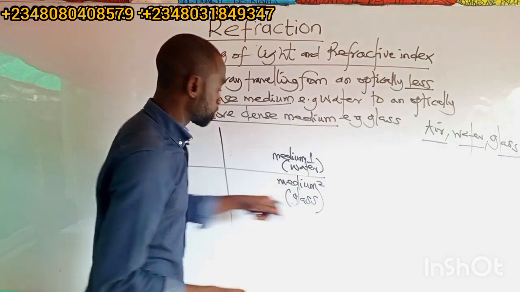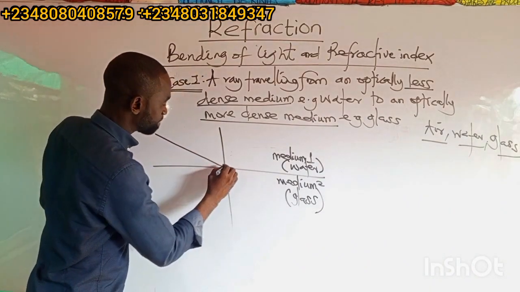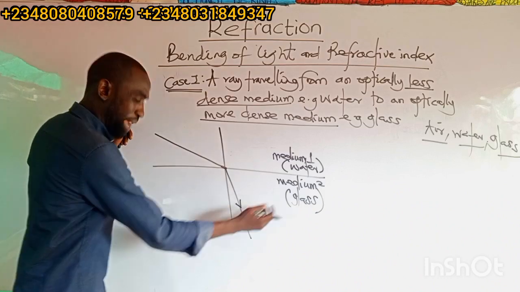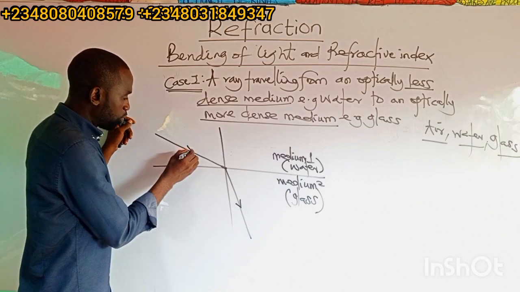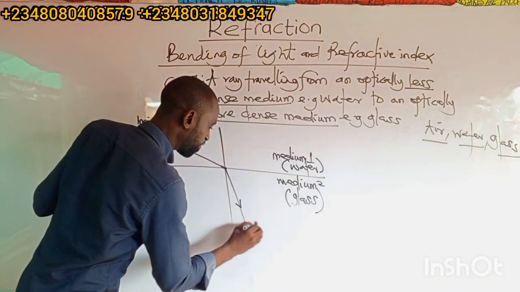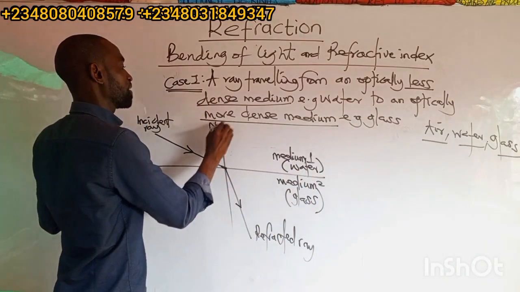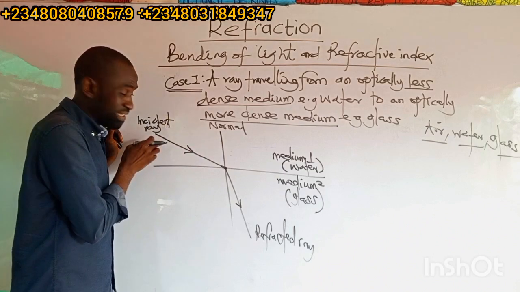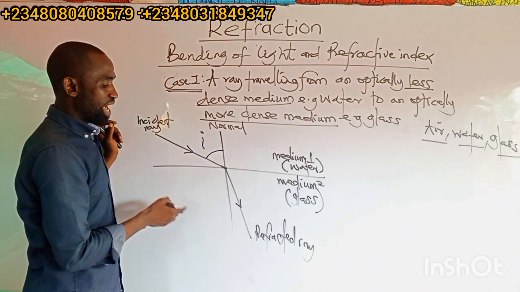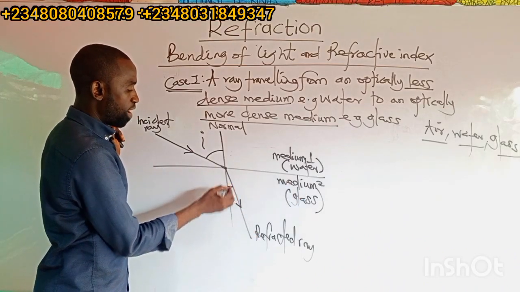This is the more dense medium. So if a ray of light travels from a less dense medium into a more dense medium, on entering this medium, this ray of light will bend towards the normal. This is what we call our incident ray, this is our refracted ray, and this is our normal. The angle between the normal and the incident ray in the first medium is what we call the angle of incidence. The angle between the normal and the refracted ray in the second medium is what we call the angle of refraction.